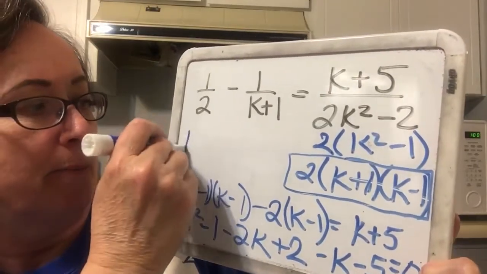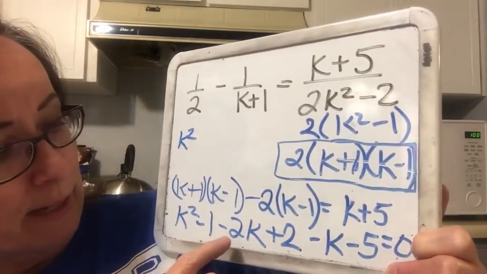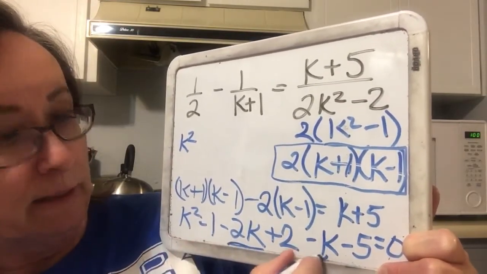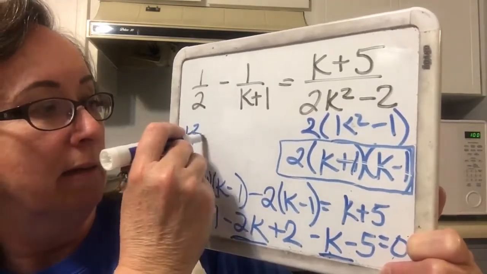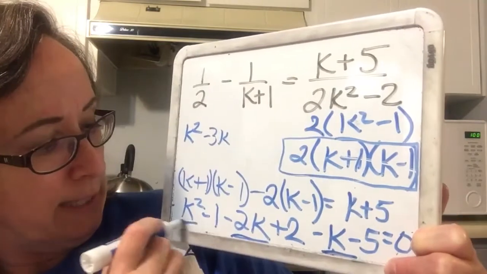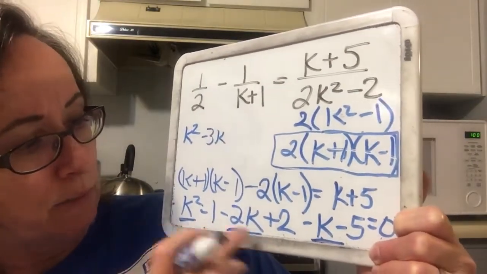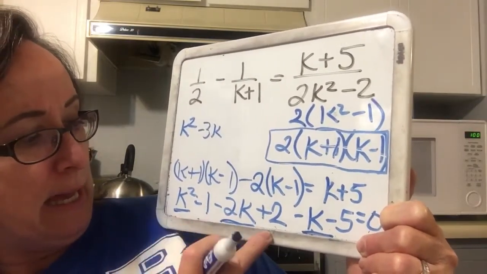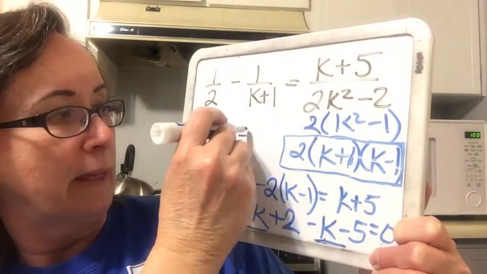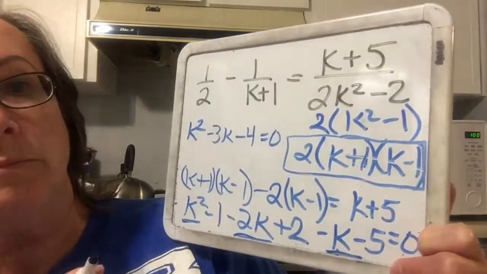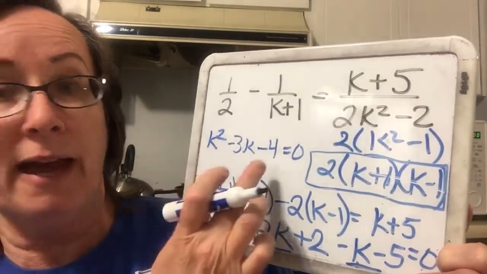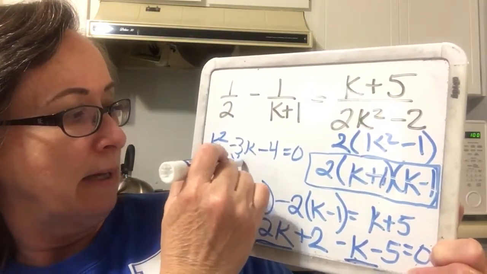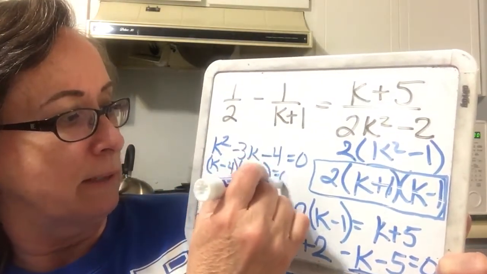So I've got a k squared. Okay, so now I've got a minus 2k and a minus k. So that's going to be this one, and this one will be a minus 3k. Okay, so I've already taken care of those 3 things. So then I've got a minus 1, a positive 2, and a minus 5, which is going to give me a minus 4 equals 0. Okay, so now this can factor. It's going to factor as k minus 4, k plus 1 equals 0.